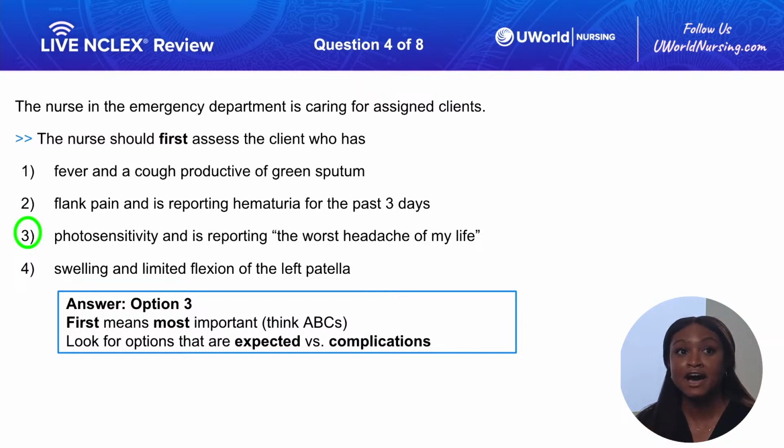That's a no. Option 3, photosensitivity and is reporting the worst headache of my life. This is concerning for increased intracranial pressure. Different than a migraine, a migraine type of pain is kind of your usual, and you usually have symptoms before a migraine, but the worst headache of my life is significant of a brain bleed that could be happening from increased cranial pressure. So this would be our main concern right now, and B as well for bleeding. So we would want to assess that as well.